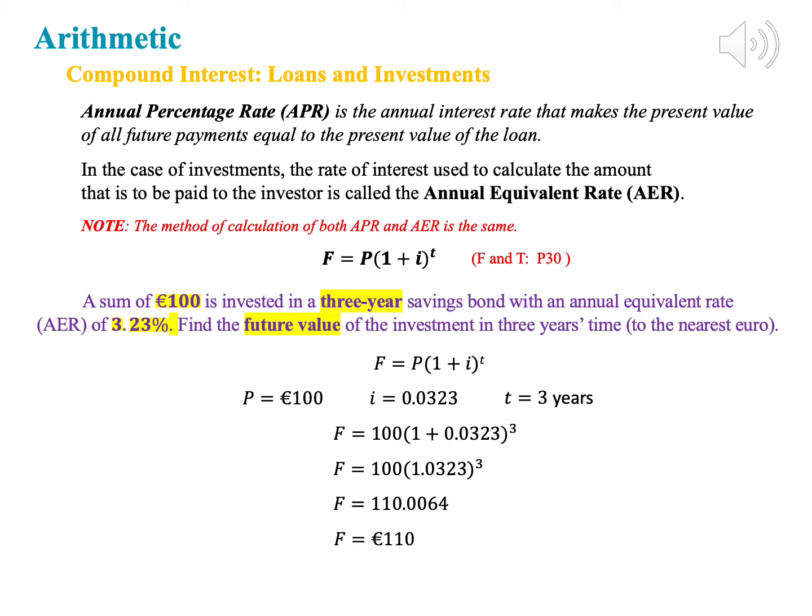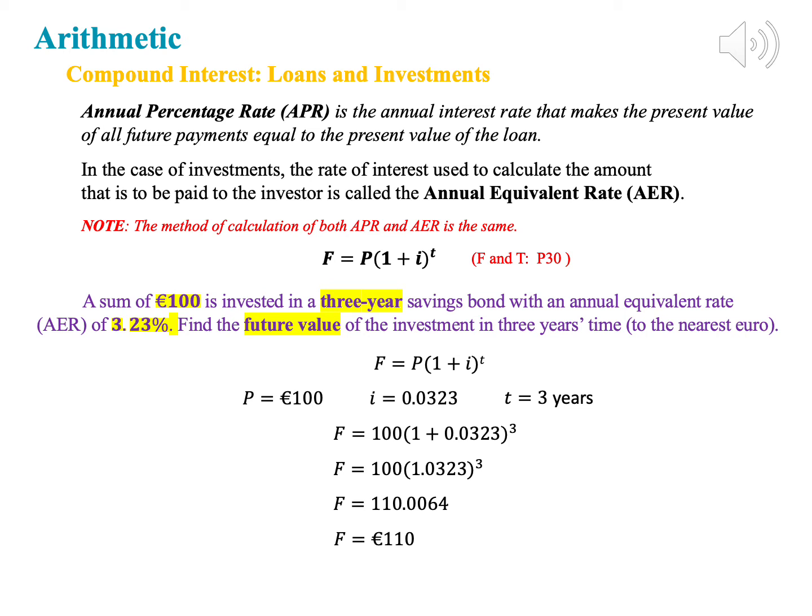In this example here now, you're going to see that irrelevant of whether it's AER or APR, your method for calculating them is the same. So that formula that I showed you in the last slide there is in your formula and tables book on page 30. So it's not a case of you have to learn off this formula, but it is a case of you have to memorize it in the sense of how to use it. So let's look at this example.